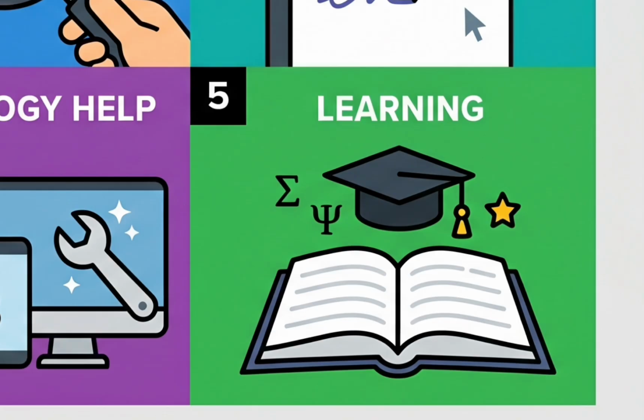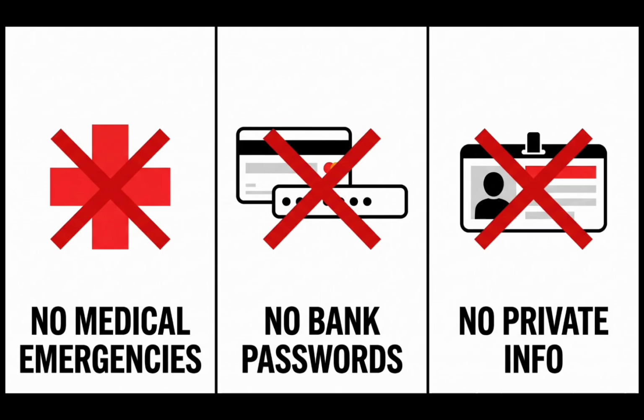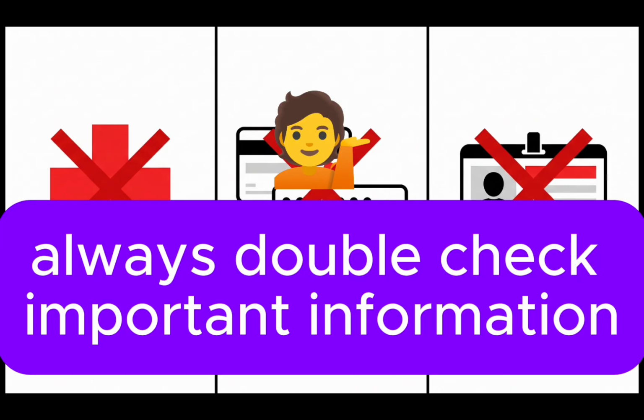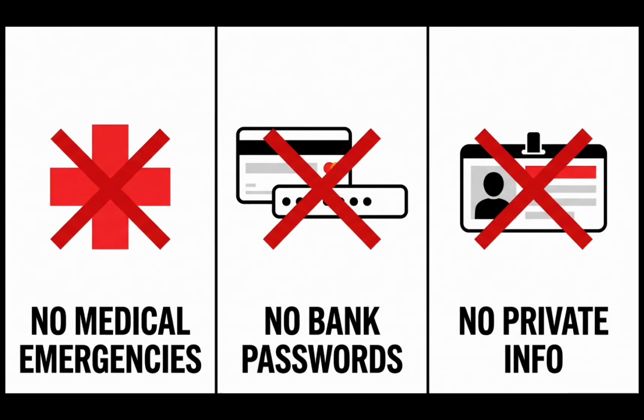Now, friends, this is important. ChatGPT is smart, but it is not perfect. Sometimes AI can make mistakes, so don't trust it for medical emergencies. Don't share bank passwords. Don't give private personal information. Think of it like a helpful assistant, not a doctor or lawyer. Always double check important information.